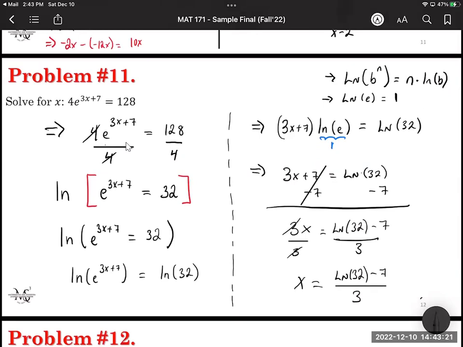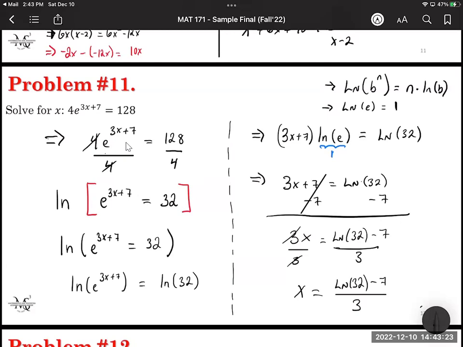All right, so again, what really helped me solve this equation was knowing that I could use the power rule for ln. It's the same thing as the power rule for logs. And then also knowing our identity: if I take the ln of e, that is always going to equal 1. All right, any questions here with problem 11?